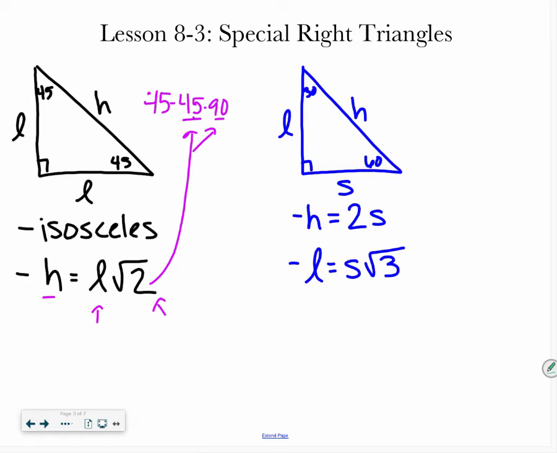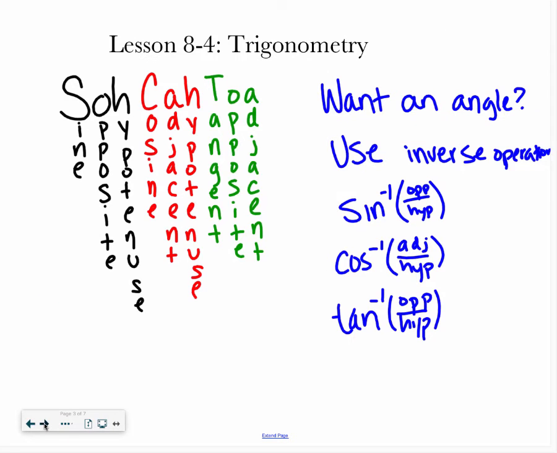Okay? As far as the 30, 60, 90 triangles go, the shortest side is represented simply by the variable s, or whatever variable it says on the test. The hypotenuse is twice the shorter side, and the leg is the shorter side times the square root of 3. Again, I get that because I have 3 different angles. I have a 30, a 60, and a 90. Okay? Make sure you have those formulas memorized.